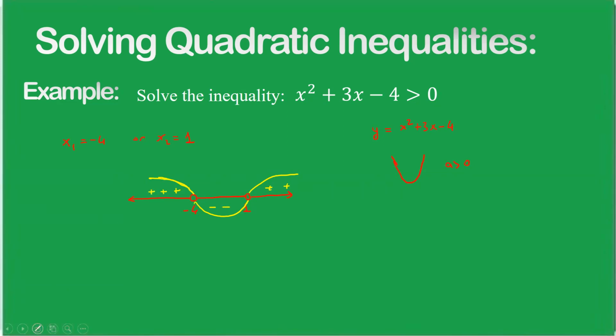Now where is the solution set? What are we looking for? Let's remember again: the expression should be greater than 0. This part is part of the solution set, and also this part is part of the solution set. This part is minus infinity, and this part is plus infinity. So again we can write the solution set: x is an element of the intervals from minus infinity to minus 4 union from 1 to plus infinity.